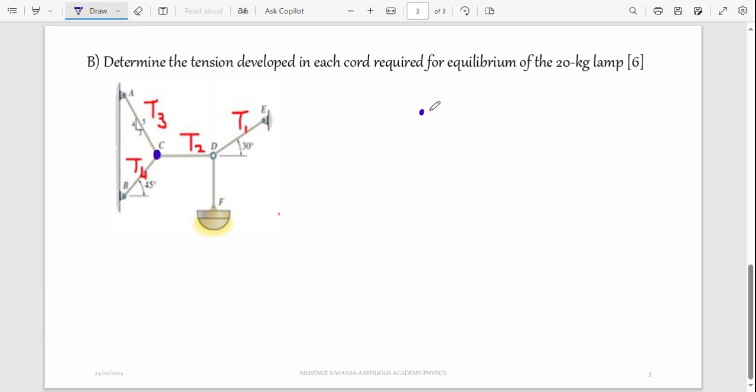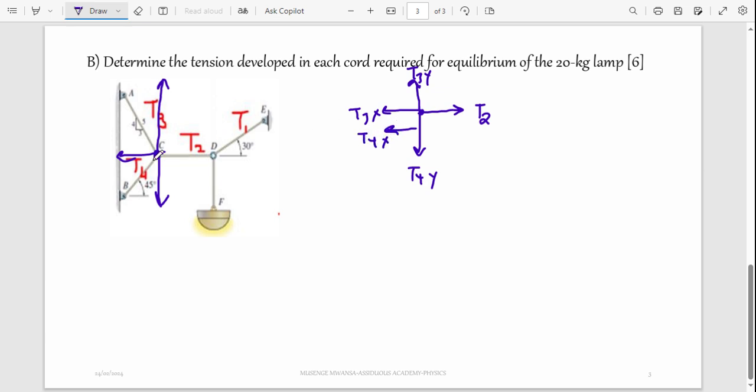So for this point, we are going to have a component in this direction, that is T2. This T3, we can break it into components. We're going to have T3y. We also have T3x. And then also T4, we're going to have T4 going down and T4 going in this direction. So we're going to have T4 in the y and also T4 in the x. So I've broken that into components. I'm going to remove this.